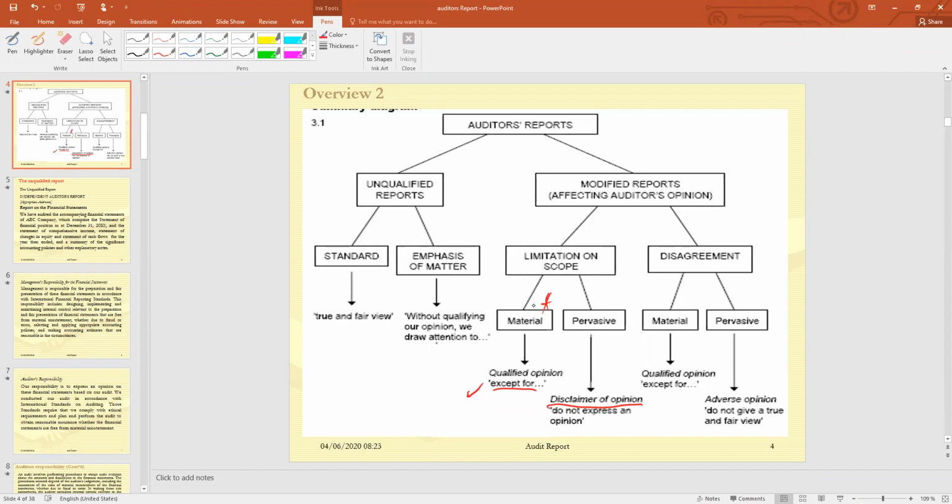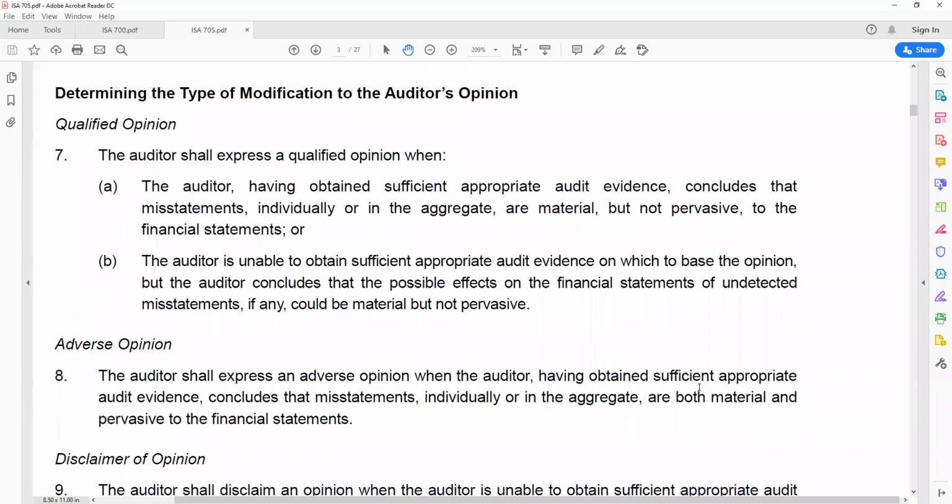Now let's go through those two opinions. Let's go back to ISA 705. The qualified opinion, so this is 7A now. The auditor shall express a qualified opinion when the auditor, having obtained sufficient appropriate audit evidence, and let's just talk about that part. In this part, it is telling you that there is no scope limitation. Why? Because this auditor has already obtained sufficient appropriate audit evidence. So there's no scope limitation.